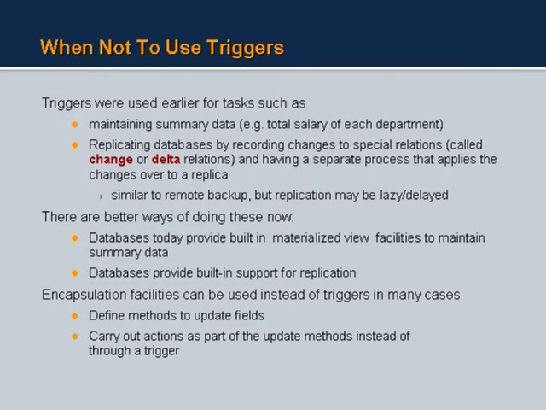So triggers were used for many things. In earlier days, and even today, they're used for maintaining summary data. For example, if you want a relation which keeps the total salary of every department, when will the total salary change? You want to compute and store this. When does the total salary change? Whenever an employee is added, deleted, or the salary of an employee is updated. So in each of these cases, you can have a trigger which goes and updates the pre-computed total salary.